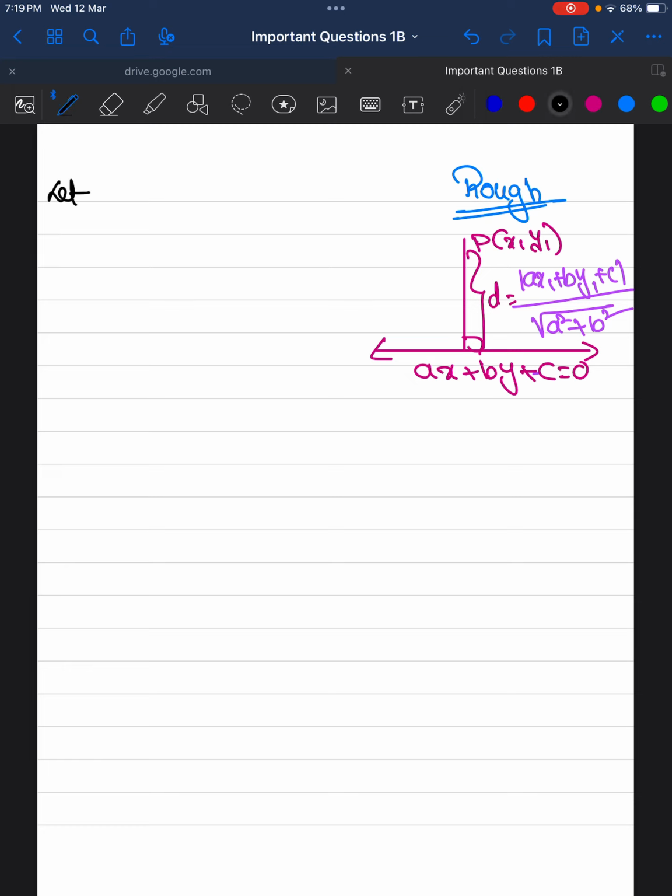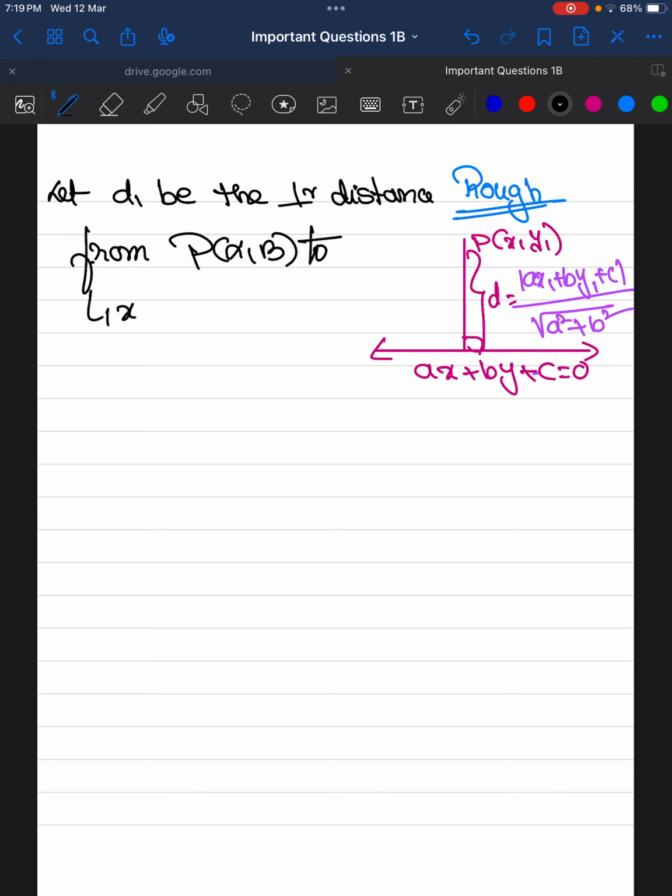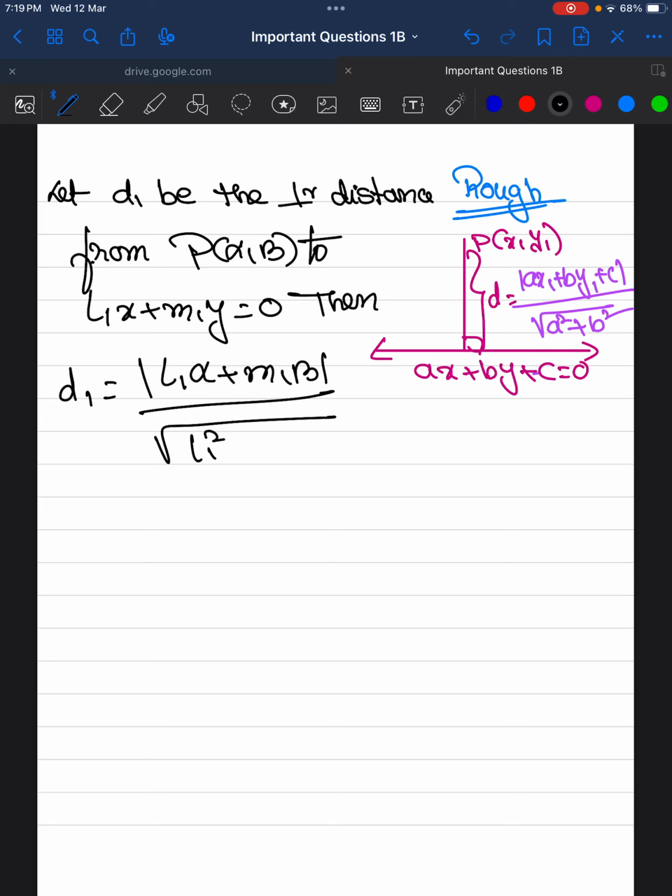Let d1 be the perpendicular distance from P(alpha, beta) to the first line. What is the first line? L1x plus M1y is equal to 0. Then d1 is equal to modulus of L1 alpha plus M1 beta by root of L1 square plus M1 square. Okay.